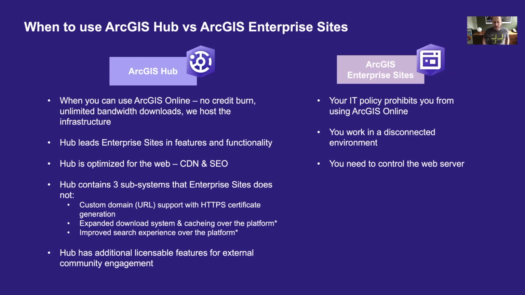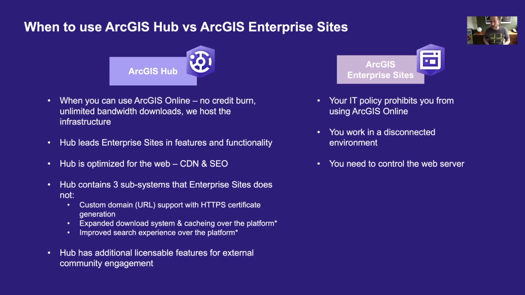Finally, we have 3 subsystems that Enterprise does not. Hub can support multiple custom domains in the ArcGIS Online platform, so you can run like at mysite.org as well as a different domain. We have an extended download system and caching over the platform, so we can make more data formats available on top of your feature services and data sources. And the search experience is a little bit improved. So kind of reiterating the point, if you can use the online option, then that's the right one to choose.